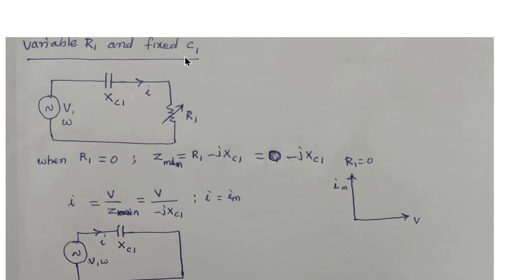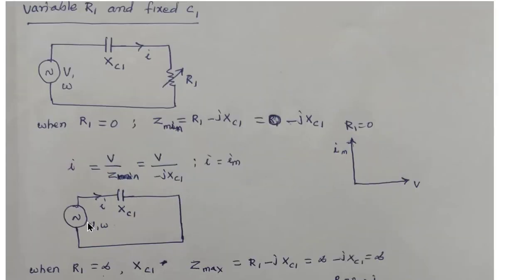So let us take another circuit with variable resistor R1 and fixed capacitor C1 like this, connected to an AC source. V is the AC voltage and its angular frequency is omega, XC1 is the reactance of the capacitor, and R1 is the variable resistor. To draw the locus diagram for this, take the extreme conditions of the variable element. When R1 is equal to 0, then Z becomes R1 minus jXC1, and because R1 is 0, we get minus jXC1. In that condition, the circuit will become like this.